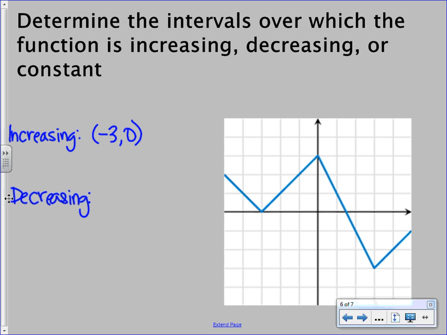We're talking about the domain where we are increasing and decreasing. You're always going to look at the domain, that means the x values. So from -3 to 0, we have a section of the domain where we are increasing. I put parentheses. Why? Well, it's not a coordinate. We're talking about a piece of the domain. Why didn't I include the endpoint?